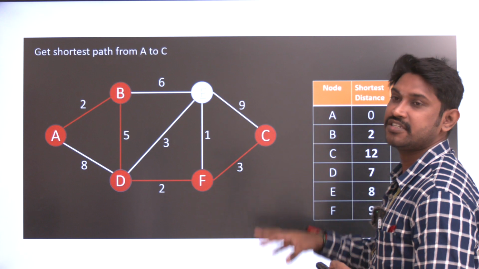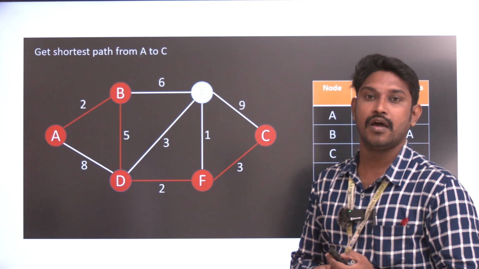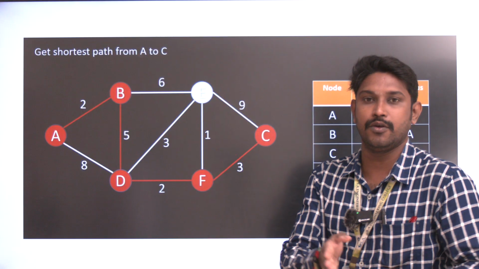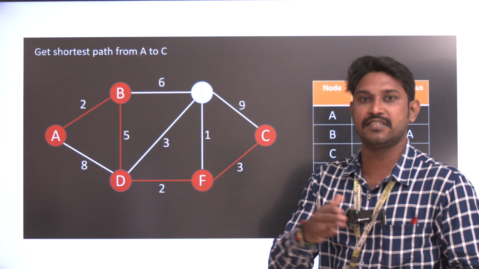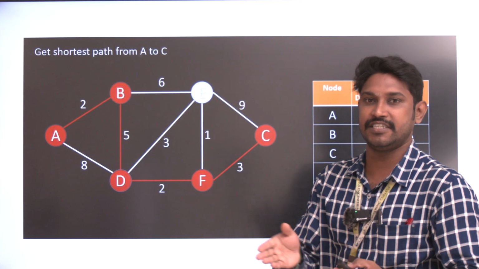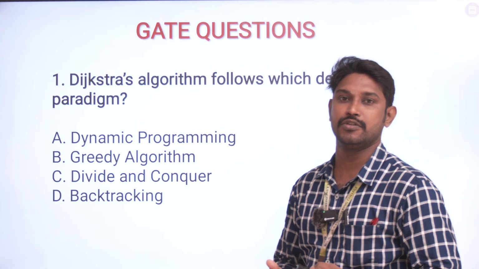So this is how the Dijkstra algorithm is used. This is the best application when moving from one city to another city in a country. We will use Google Maps here. Google Maps shows the shortest path, so the shortest path concept uses this Dijkstra algorithm. That is a real-time example. Now we move on to the GATE questions.